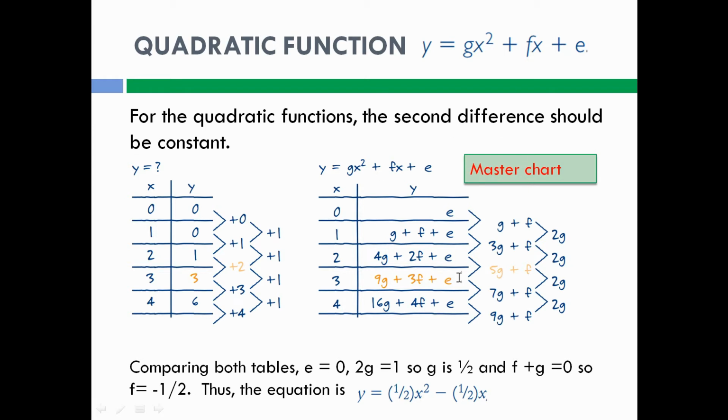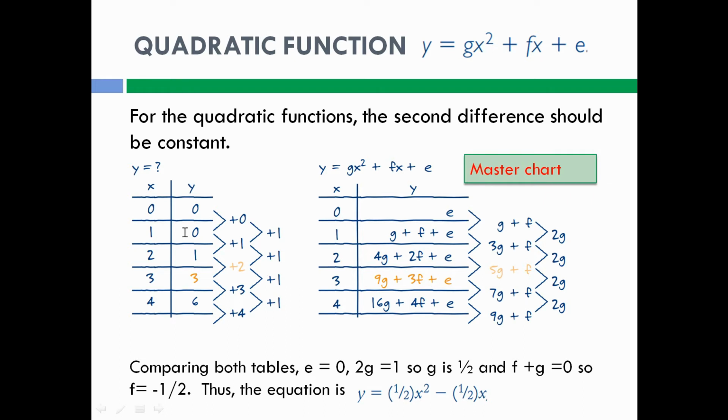The general chart is generated by using the general format and plugging in values for x from 0 all the way to 4. So when x is 0, this becomes 0, this becomes 0, and the y will be e. When x is 1, this is g times 1, that's g, plus f plus e, so this would be the value over here, and so on. And they gave you the differences in each case.